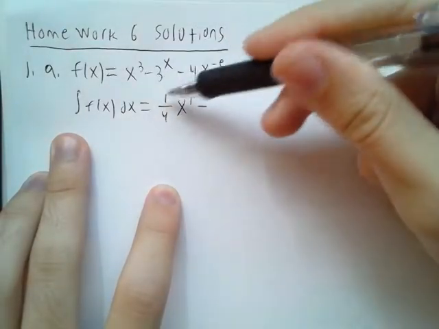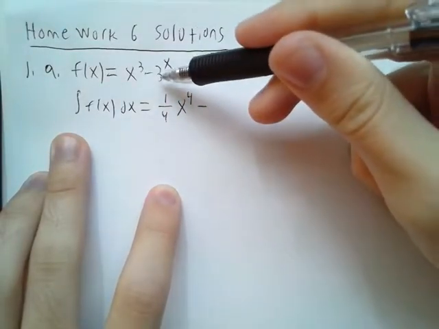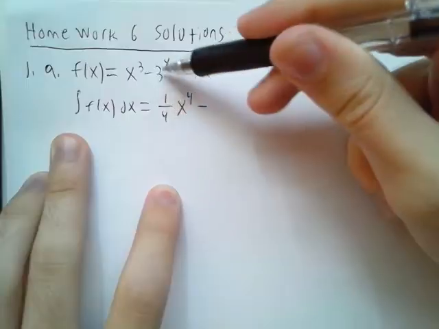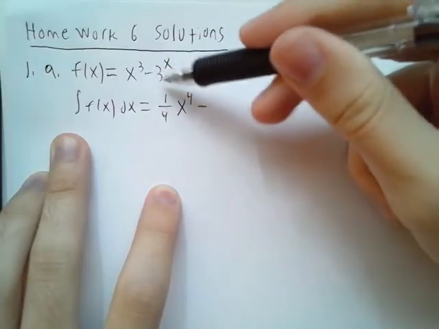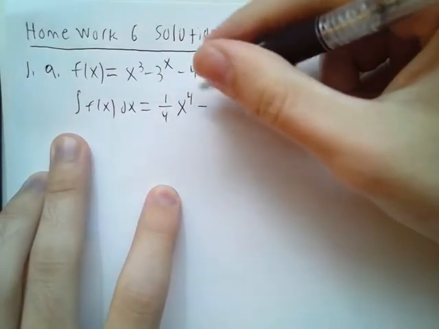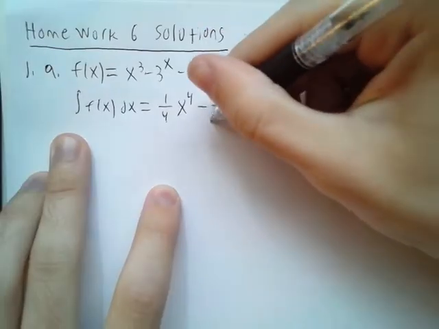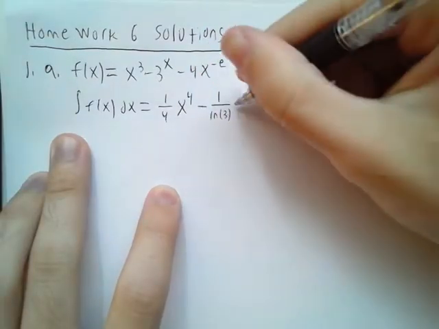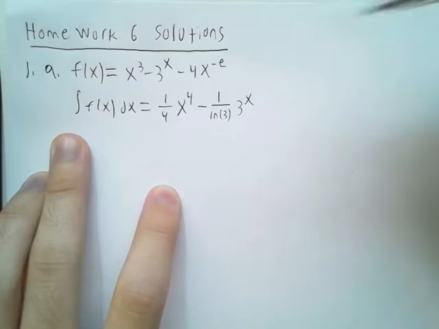Now remember, when you take the derivative of an exponential function, you get log of the base, in this case log of 3, times the original function, 3 to the x. So when we take the antiderivative, we have to divide by that constant, and then have 3 to the power x.